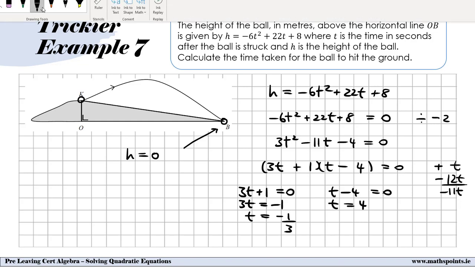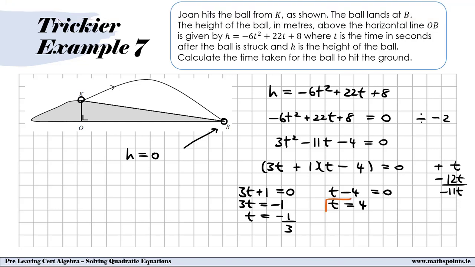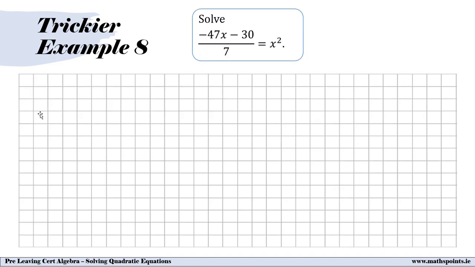Now, because t stands for time, there's only one valid solution in this question, and that's the positive answer, t equals 4 seconds. We can't have negative time, and so the solution of minus 1 over 3 seconds, that's not a valid solution. Example 8 is taken from a junior cert higher level question.